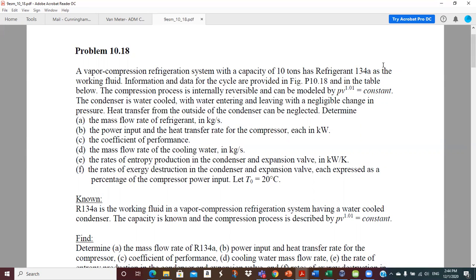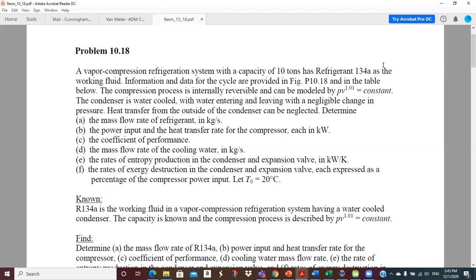So we have a vapor compression refrigeration system. It has a capacity of 10 tons using R134a as the working fluid. We've got data and a diagram of the cycle provided below we'll look at in a second. And this is nice, they provide the thermodynamic states and property data to you as well. Compression process is internally reversible and can be modeled as a polytropic process. Pressure times specific volume raised to the 1.01 power is equal to a constant.